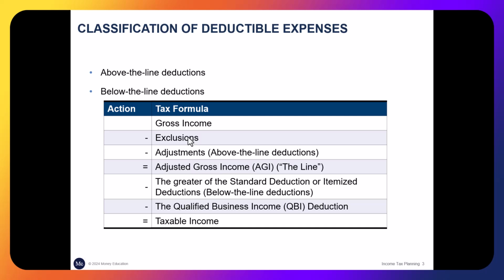So deductible expenses. We have above the line deductions and below the line deductions. Remember the tax formula. We start with gross income, which is an all-inclusive definition, right? Then we take exclusions, things that are excluded from tax. Then we take above the line deductions, which are called adjustments. Then we get the adjusted gross income, or AGI, the line. This is really important. A lot of credits and other items are related to your AGI, so it's an important number. Then the greater of the standard deduction or itemized deduction, which we're going to talk about. And then the qualified business income deduction, or QBI. This is for people who have self-employment income through a pass-through entity or a Schedule C. We subtract that and we get taxable income.